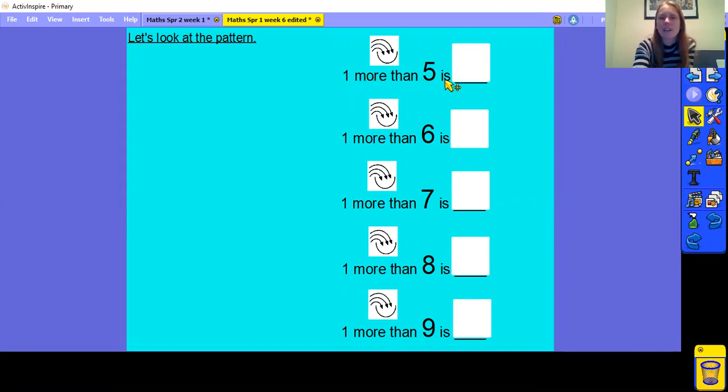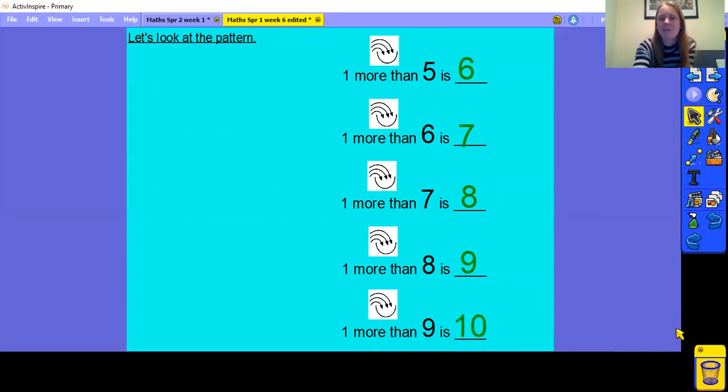1 more than 5 is, yes, it's 6. 1 more than 6 is 7. 1 more than 7 is 8. 1 more than 8 is 9. And 1 more than 9 is 10.